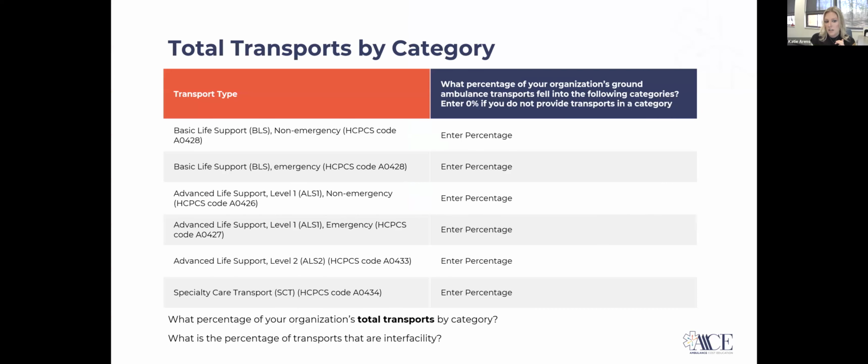The next part of the section is where it breaks it down by procedure code or service level. So what percentage of your ground ambulance transports was BLS non-emergency, BLS emergency, ALS non-emergency, ALS emergency, ALS2, and then SCT. And this is based on how you bill the charge. And this is percentage only.